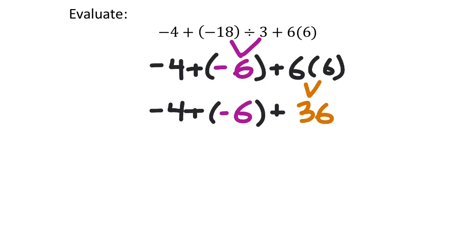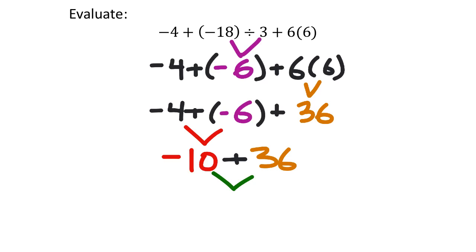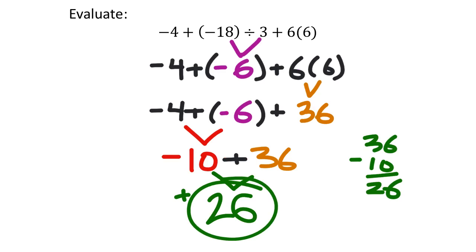This one only has addition. So I'm going to take my negative 4 plus negative 6. Negatives added together is going to make that more negative. 4 plus 6 is 10. So now I got negative 10 plus 36. And now with this part of the addition, I have more positives than negatives, so I know my answer is a positive. And then we would do 36 minus 10, which is 26. So positive 26 would be our final answer, evaluating this expression.